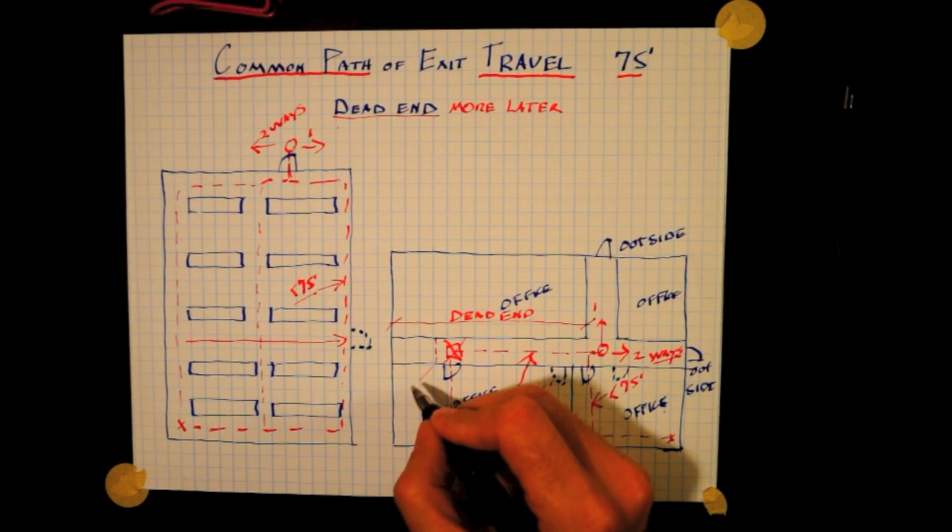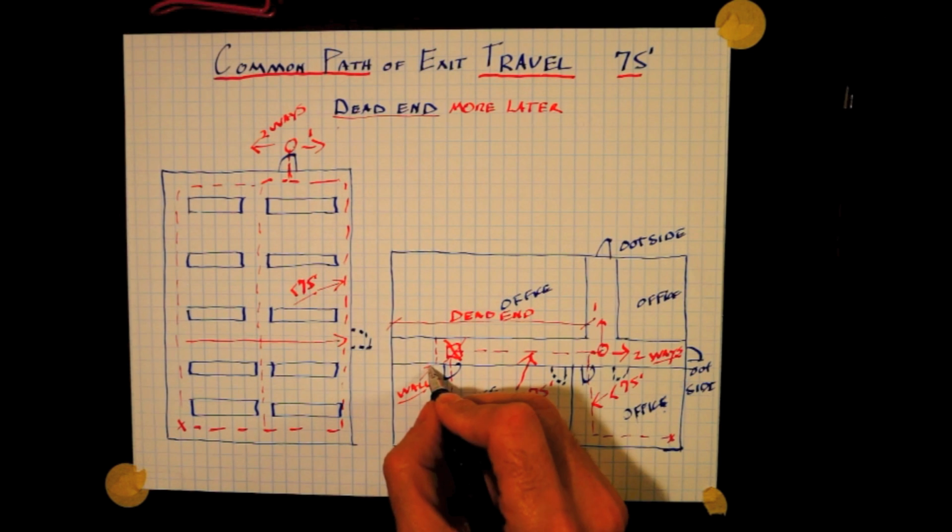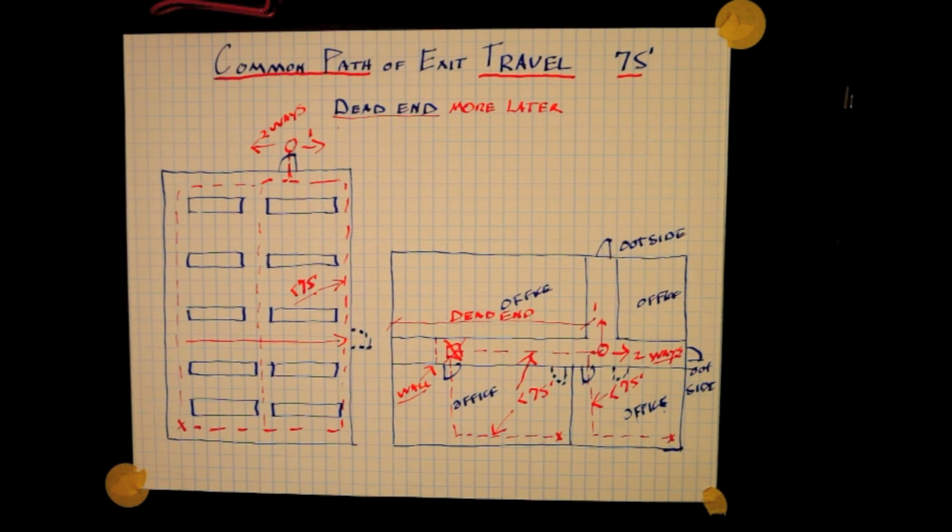Again, most occupancies, 75 feet is the maximum distance of a common path of travel. If the building is sprinkled, it can raise to a greater number.